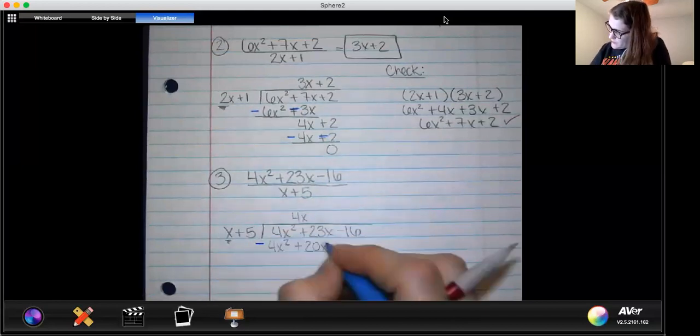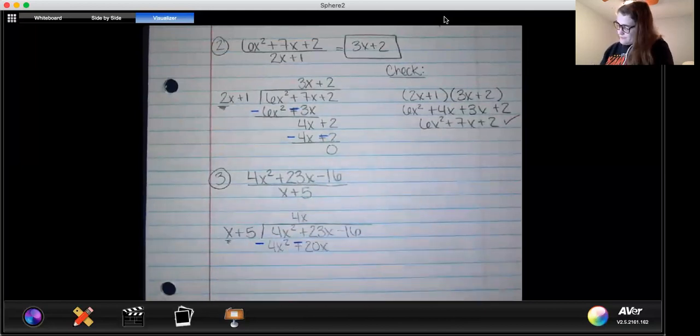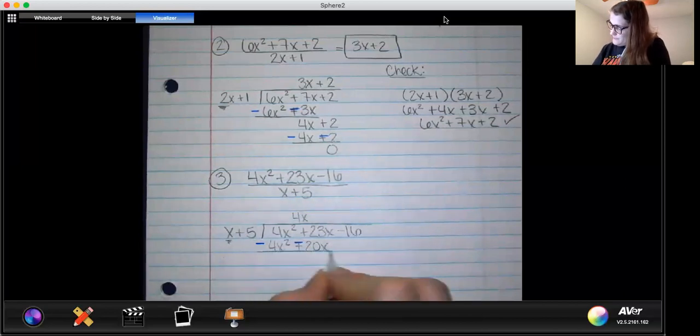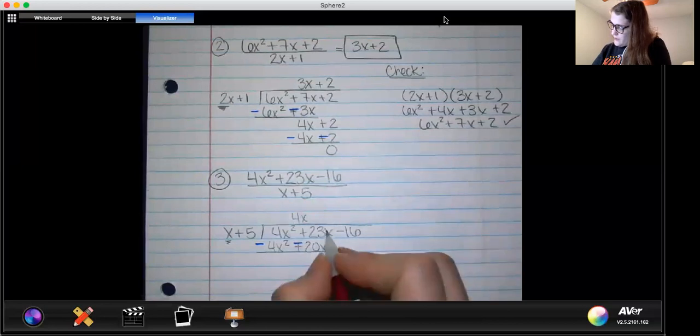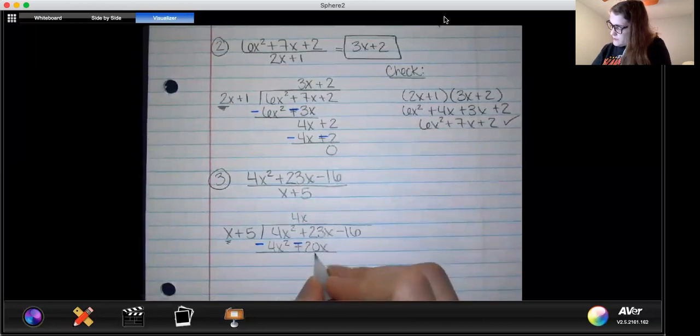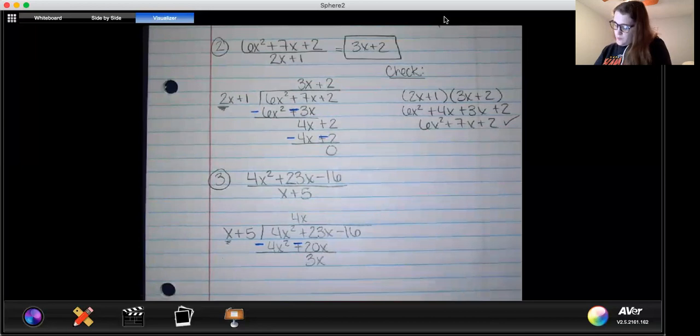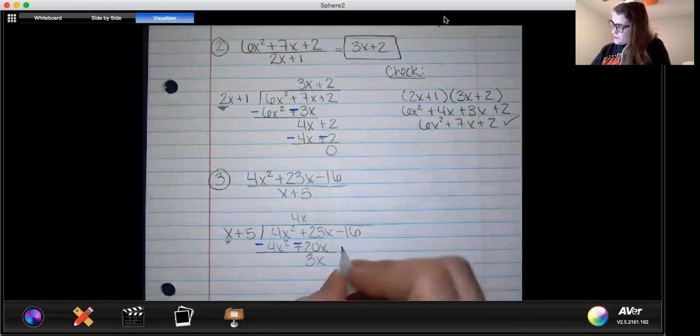Subtract. Again, I would suggest using a different color. It doesn't matter what color. The first term should always cancel out. And we have 23x minus 20x, which is 3x. Bring down and repeat the process.